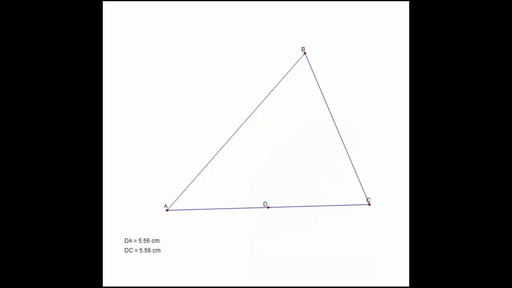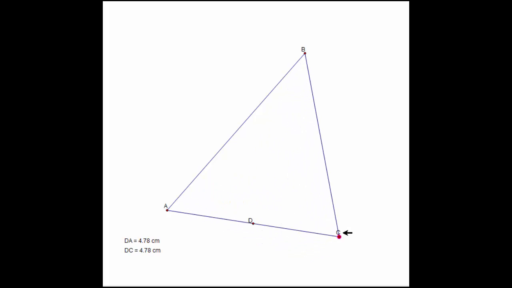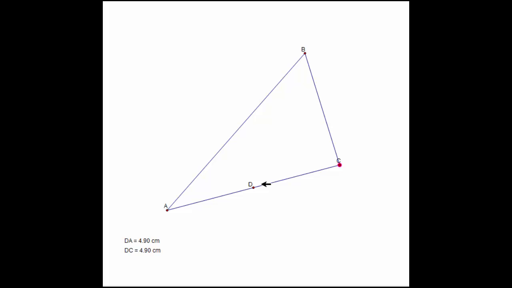The next thing we're going to talk about is a perpendicular bisector. So as you see here, we've got a triangle ABC. I've already constructed a midpoint. Down here you can see that DA and DC are both 5.56. They are the same, so that makes it a midpoint. No matter what I do to this triangle, these two lengths will be the same, as you can see down here. So we've got our bisector part of it.